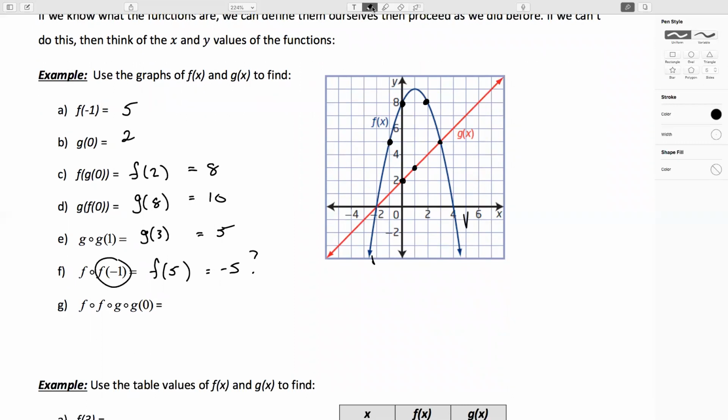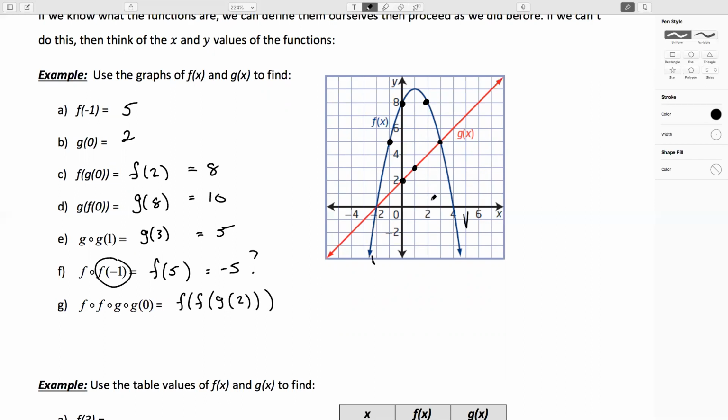Lastly, I could be real nasty and give you a whole bunch of nested questions like this. So this has f of g of g of 0. It doesn't make it any harder, but it makes it more steps. So we've got to work inside out. g of 0 first. Go to 0, go up to g, and it's 2. So this is like f of g of 2.